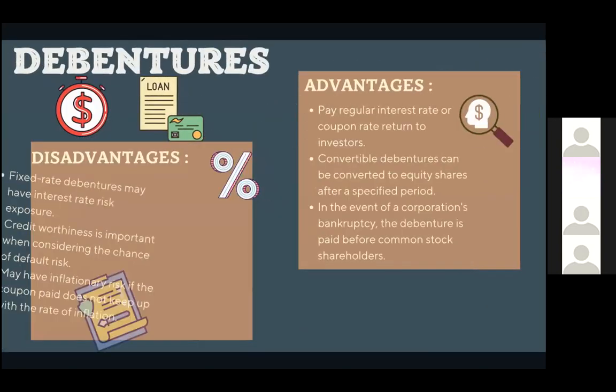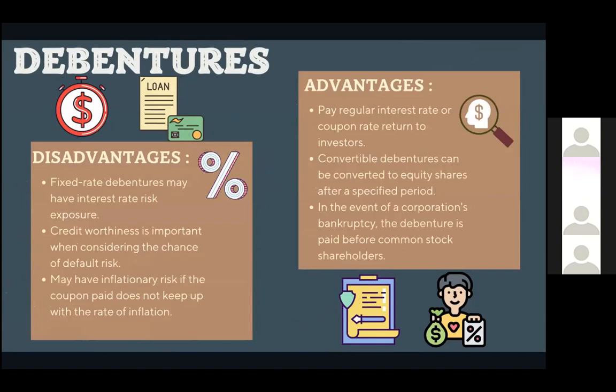Debentures also have their advantages and disadvantages. The disadvantages are: first, fixed rate debentures may have interest rate risk exposure in an environment where the market interest rate is rising. Second, creditworthiness is important when considering the chance of default risk from the underlying insurer's financial viability. And third, the debenture may have inflation risk if the coupon paid does not keep up with the rate of inflation.